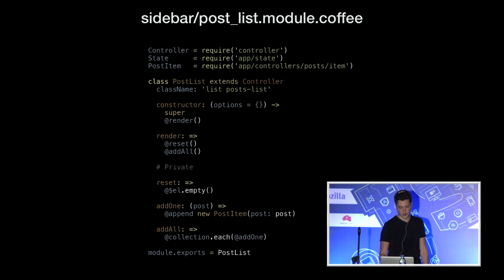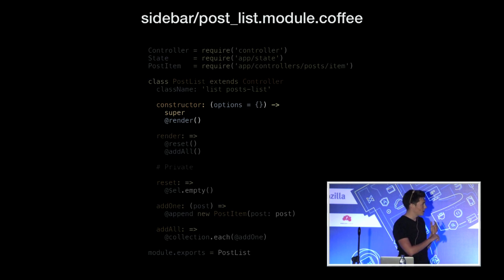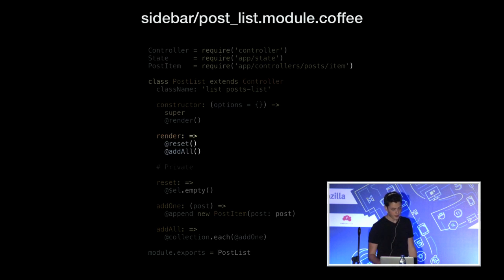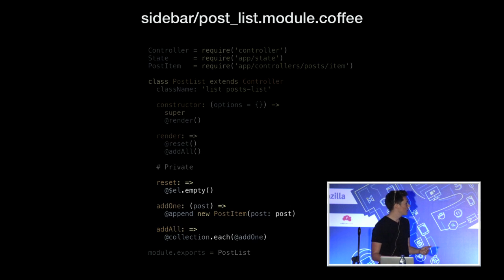Makes sense. If we open up the posts lists controller, postlist.module.coffee, we can step through the execution flow and see what's going on. Okay, so the controller is instantiated, and we're calling render immediately. So render just cleans up the DOM, basically empties all the elements in that controller, and then calls addAll. And then addAll will iterate through this collection. The collection is basically just an array of post instances. And then for each one, it'll call this addOne function. And that just appends a new post item to the controller's element.